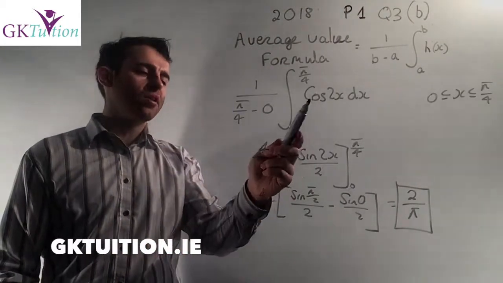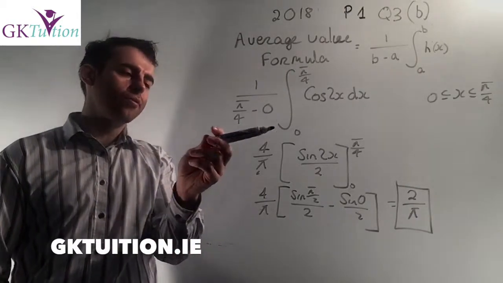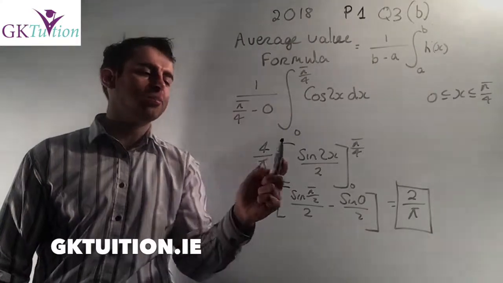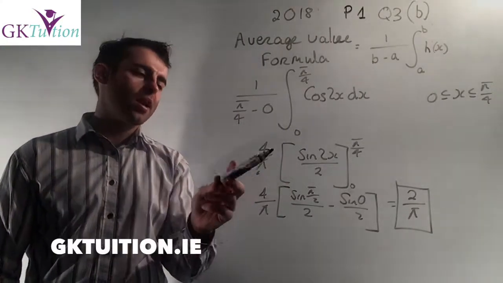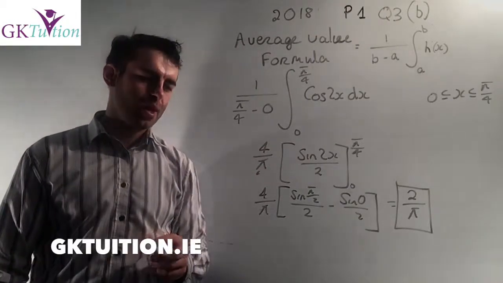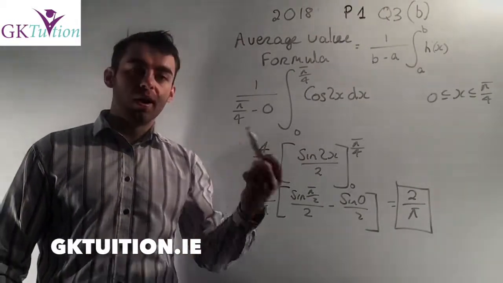If you integrate cos 2x, you get sine 2x over 2. Notice how going from this line to this line, I've integrated, so my integral sign disappears, but I introduce square brackets. And outside the square brackets, you have to put in your limits of pi over 4 and 0. On the final line here, I need to apply my limits.